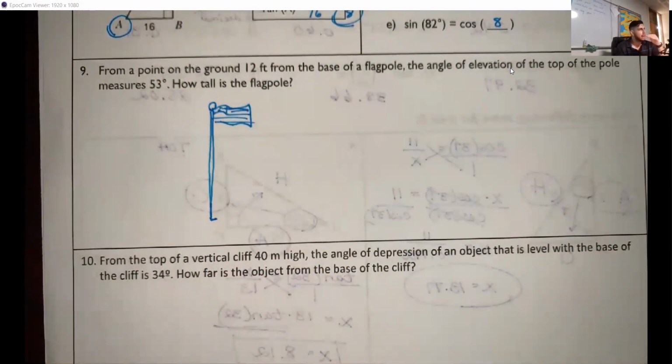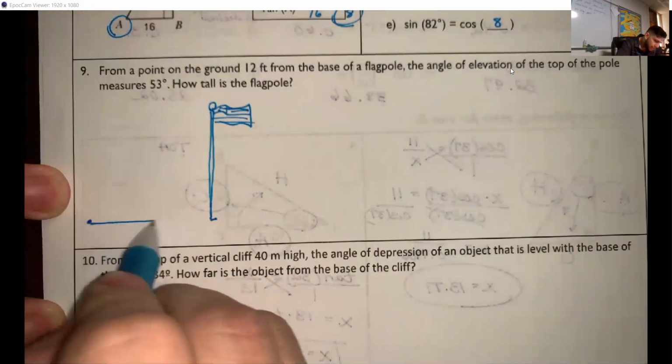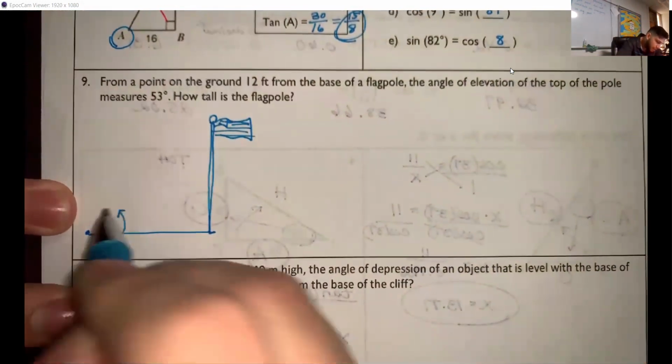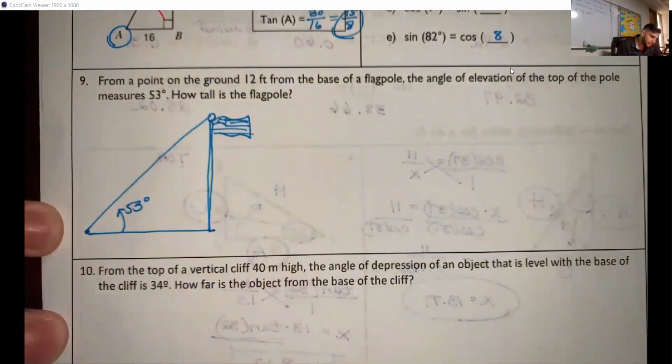with angle of elevation or angle of depression, this is what we talked about last week, right? You start from a horizontal line, and if it's elevation, you start from the horizontal and you elevate it, okay? So it says from a point on the ground, the angle of elevation up to the top of the flagpole, so starting from the horizontal and elevating this way up, is 53 degrees. All right, we have 53 degrees right there.